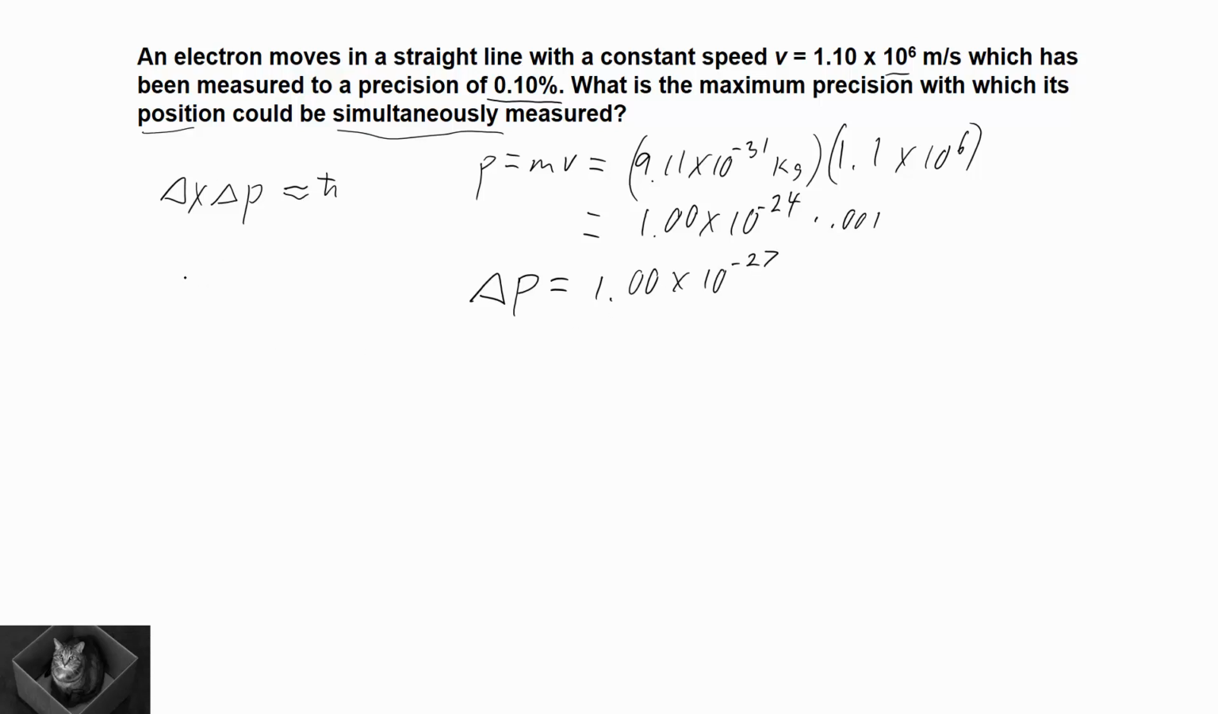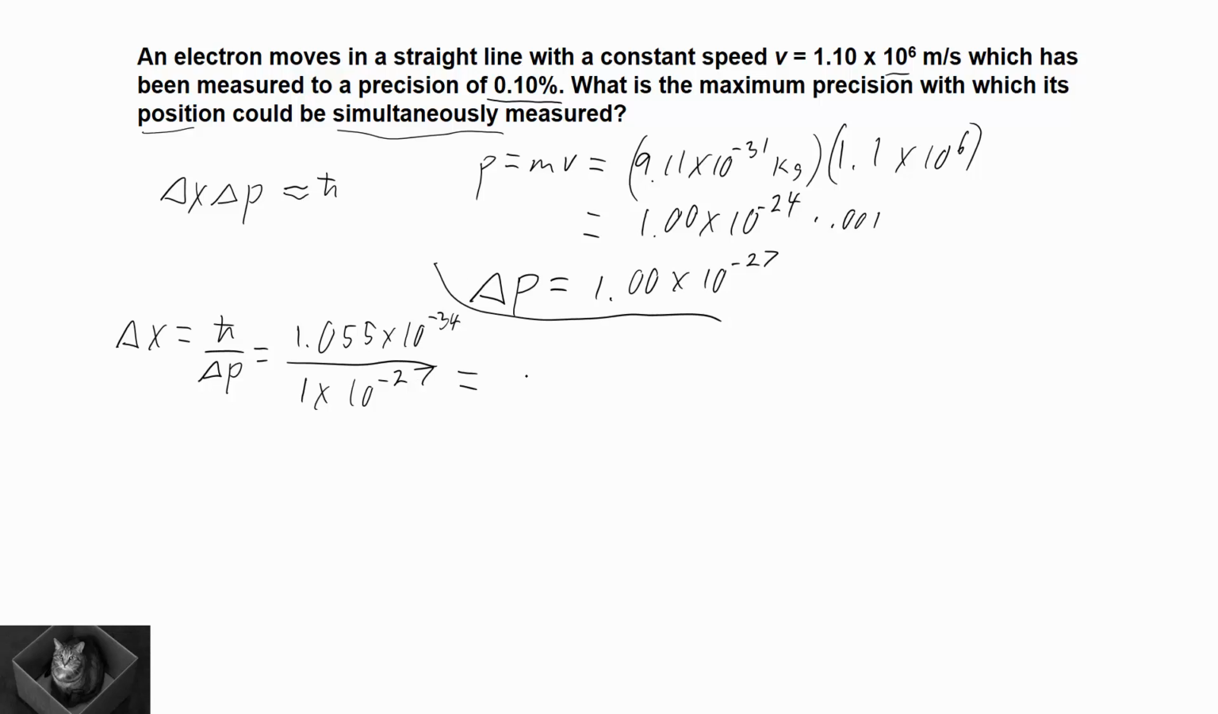Okay, now we can plug that in over here. If we rearrange and solve for the uncertainty in the position, we're going to get h bar over the uncertainty in the momentum. So h bar was 1.055 times 10 to the negative 34th, divided by this uncertainty here that we found, 1 times 10 to the negative 27th. And that works out to be 1.1 times 10 to the negative 7th meters, which seems pretty small, but this is about 1,000 times the diameter of an atom.